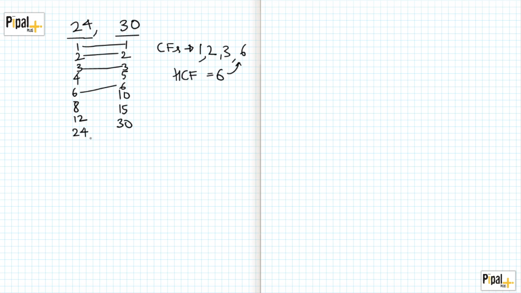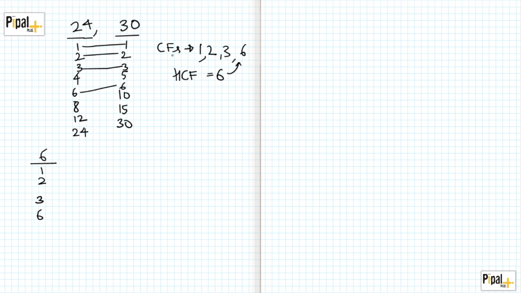The largest one. Now can we do the same exercise as we've done for 24 and 30 here and see what happens if we list out all the factors of 6? So let's list down all the factors of 6. The first factor pair, 1 into 6. The second factor pair, 2 into 3. That's it. So all the factors of 6 are 1, 2, 3, 6.